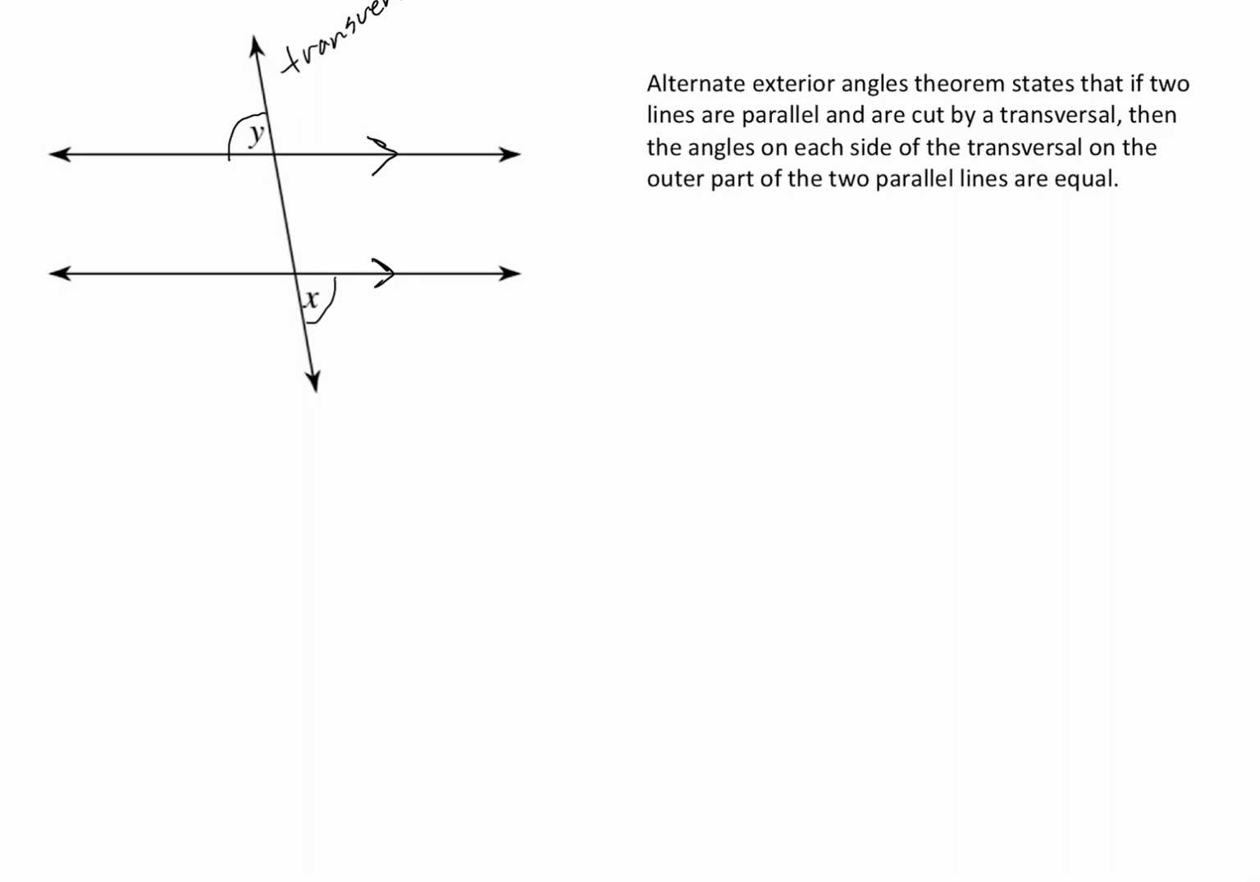Now, also we have this angle that is not marked and this angle that is also not marked. Those angles are both on the outside of the two parallel lines and they are on the opposite ends of the transversal. So those two angles are also congruent to each other.